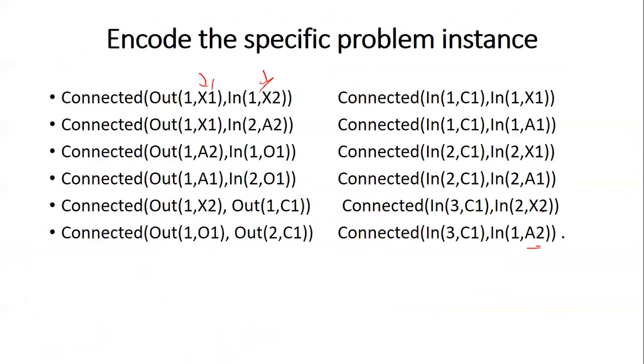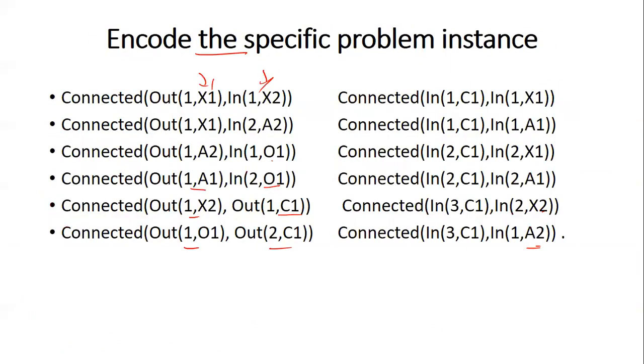So like this, we frame the rules. Okay, so that's what it says. First output of A2 is connected with the first output of O1. First output of A1 is connected with the second output of O1. First output of X2 is nothing but the first output of C1. And first output of O1 is nothing but the second output of C1. So this is nothing but encoding the specific knowledge, right?